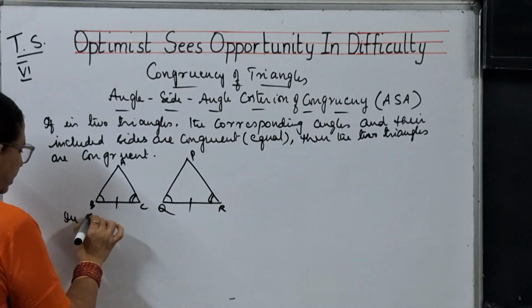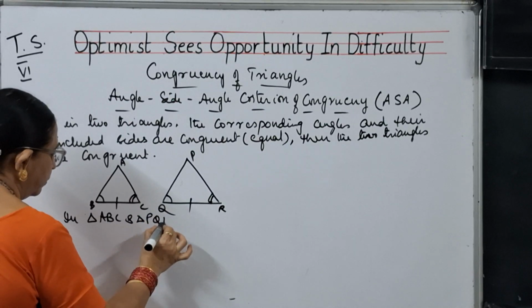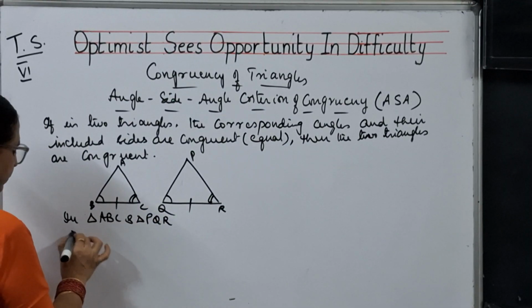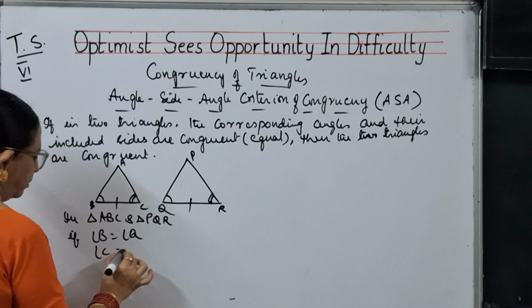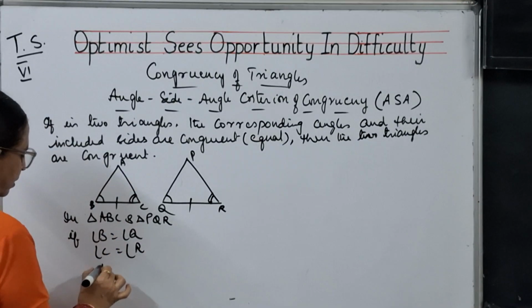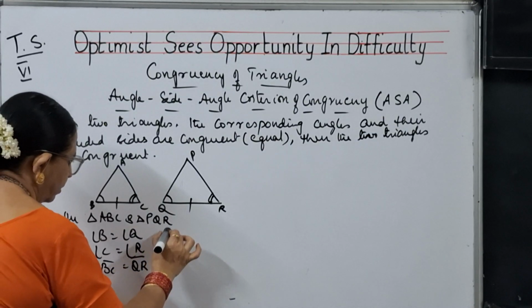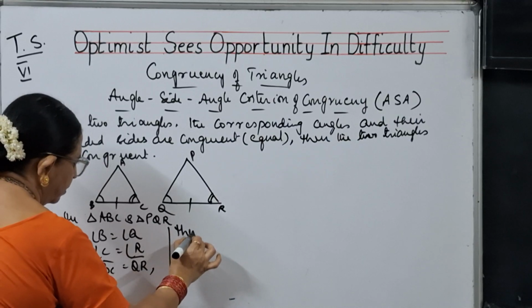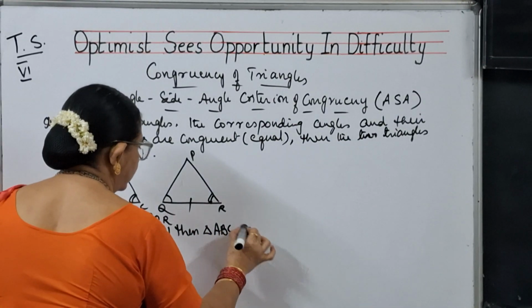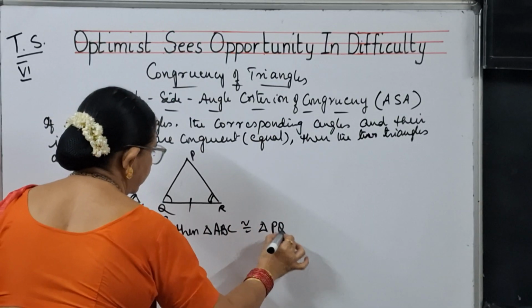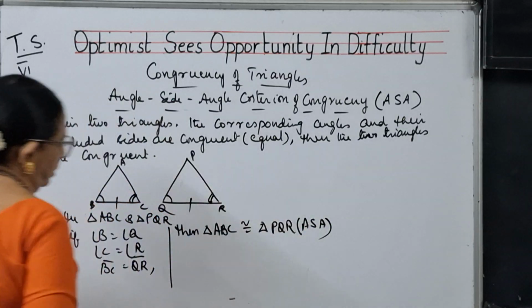So how can I write? In triangle ABC and triangle PQR, if angle B is equal to angle Q, angle C is equal to angle R, BC is equal to QR, then triangle ABC is congruent to triangle PQR basing on the angle side angle property.